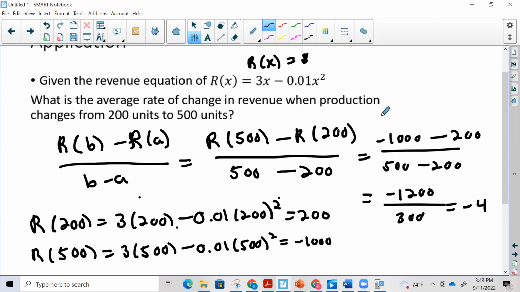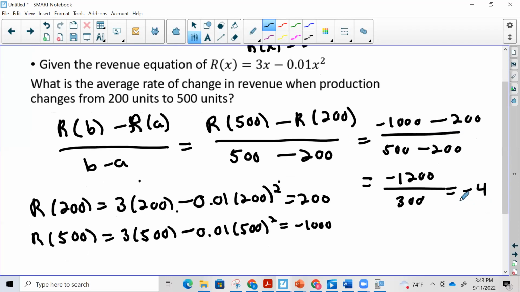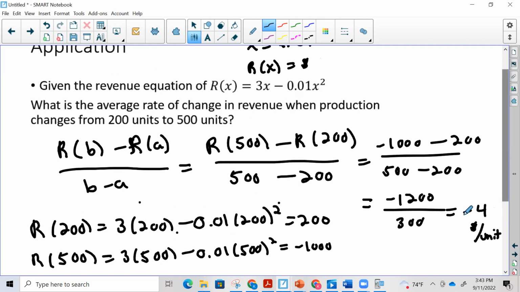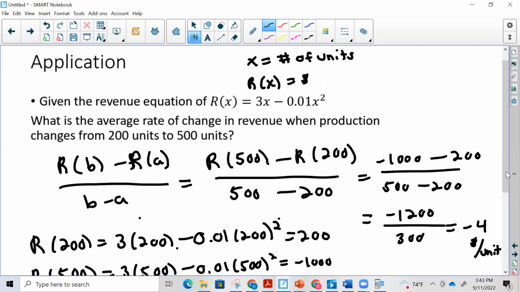And if we do units, it's always the units for the Y over the units for the X. So in this case, the units would be the revenues in money, in dollars, so dollars per unit. And so what it means is over this interval, our revenue is decreasing by $4 per unit. So we're losing $4 per unit over this interval. So that's the average rate of change.